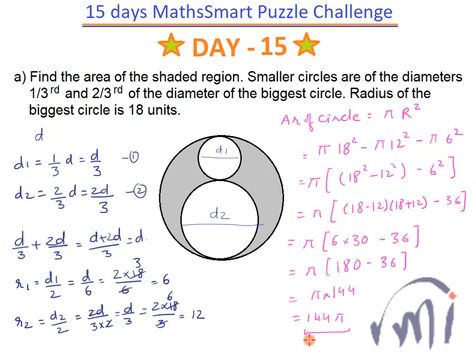I have done it in a very long way. See, here you can do shortcuts. Whatever is the ratio of the diameters, the same will be the ratio between their radii also. So directly you could have written R1 is equal to 1/3 of 18, that is 6, and R2 is equal to 2/3 of 18, that is 12.